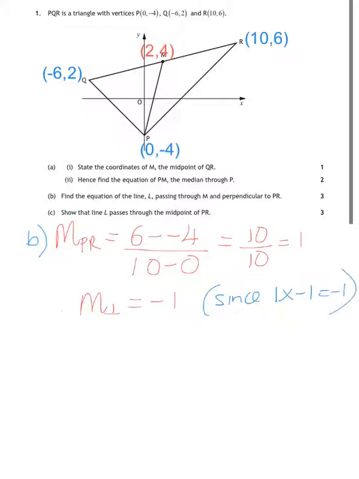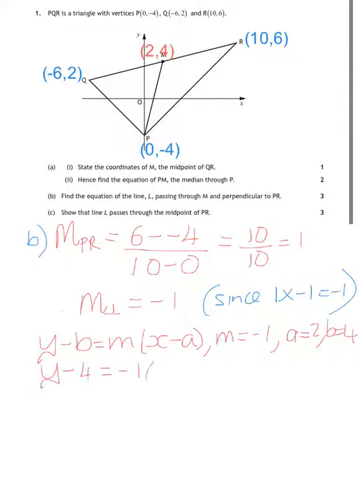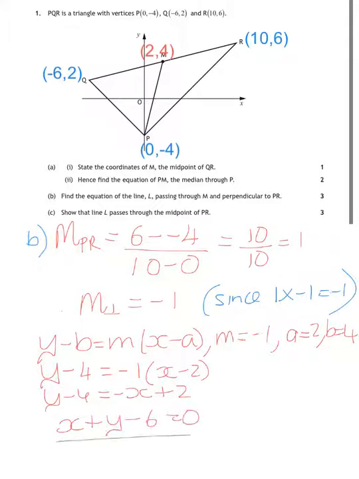So we now have our gradient and we have a point, so we can use our equation y minus b equals m times x minus a with a gradient of -1. It's passing through point M, so we're going to use a is 2 and b is 4. I'm substituting in, so y minus 4 is -1 times x minus 2. y minus 4 is negative x plus 2, move everything to one side, x plus y minus 6 equals 0.